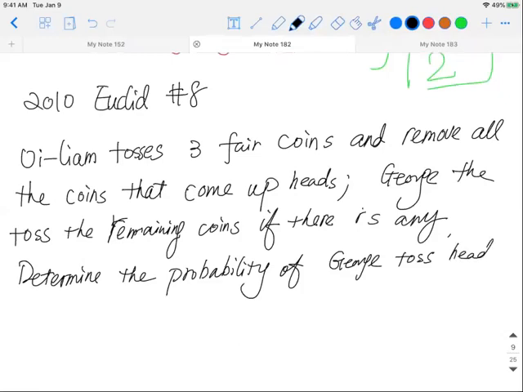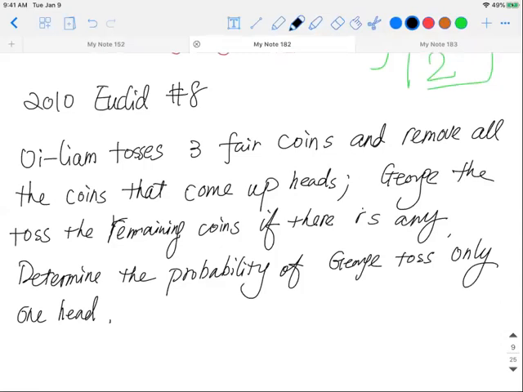Heads. Tosses only one head or tosses heads? I can't remember the real problem. I don't have it right in front of me. Tosses only one head. Only one head. Okay.